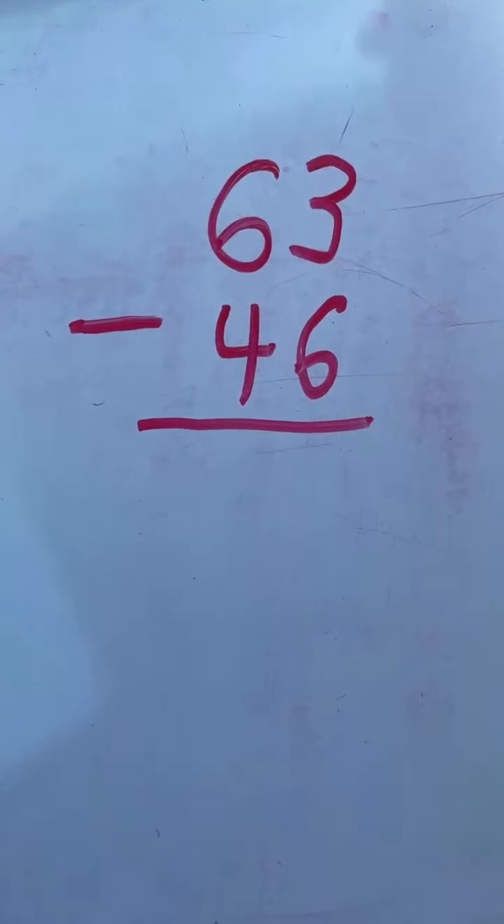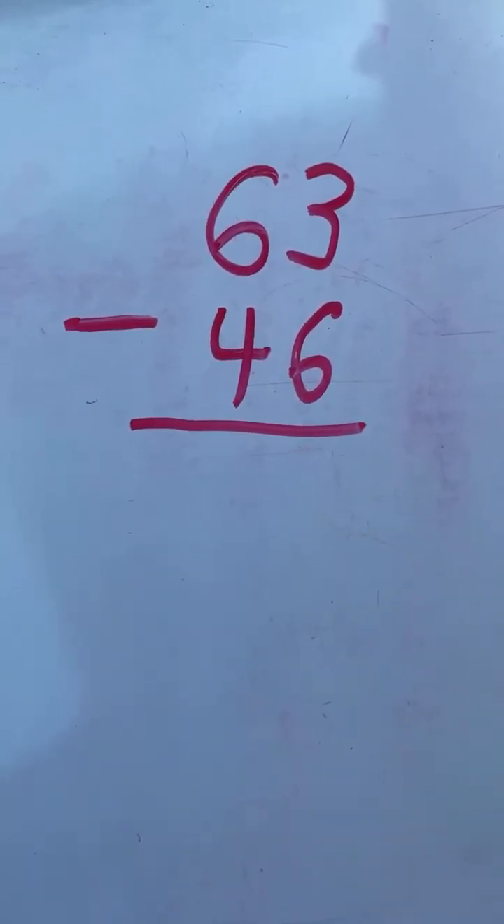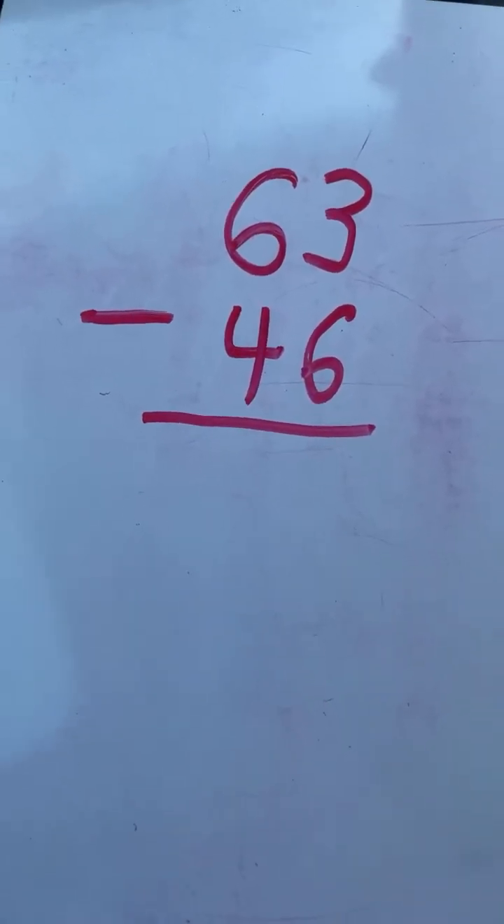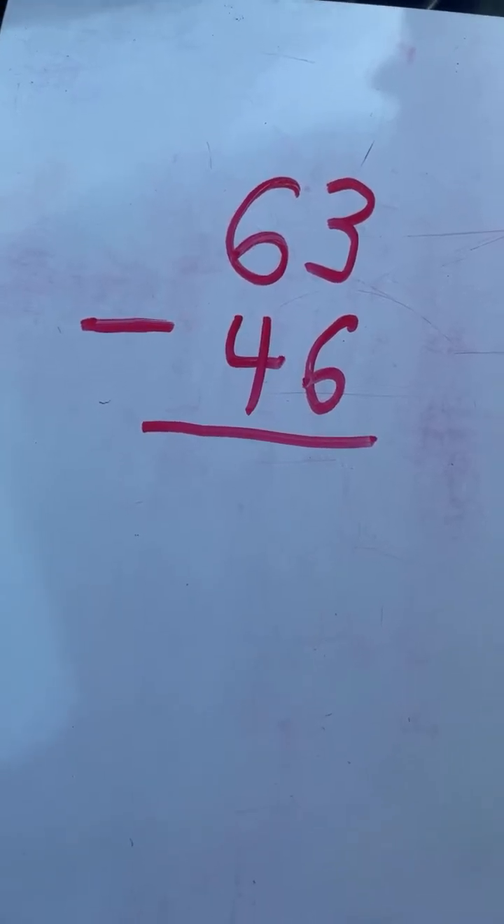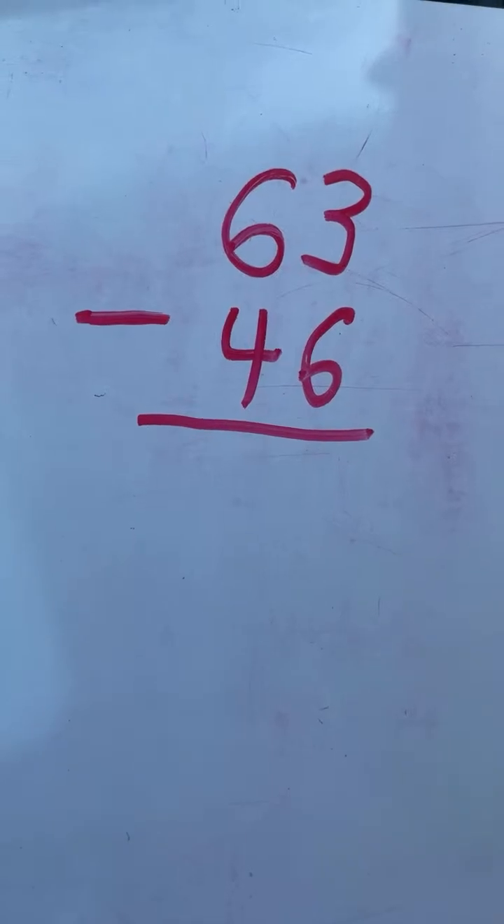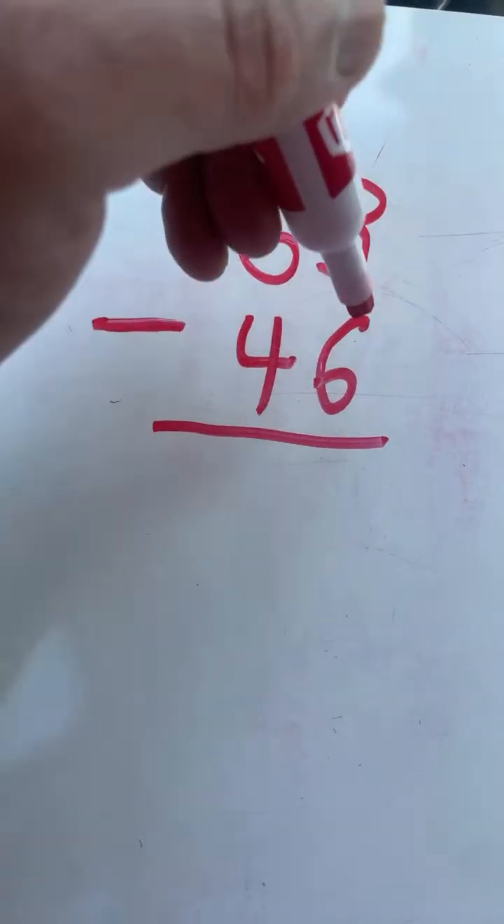So we have 63 minus 46. Step 1, before we do any subtraction, we see if regrouping is needed. We regroup whenever the bottom digit is bigger than the top digit. And here we need regrouping because you cannot start out with 3 and take away 6.